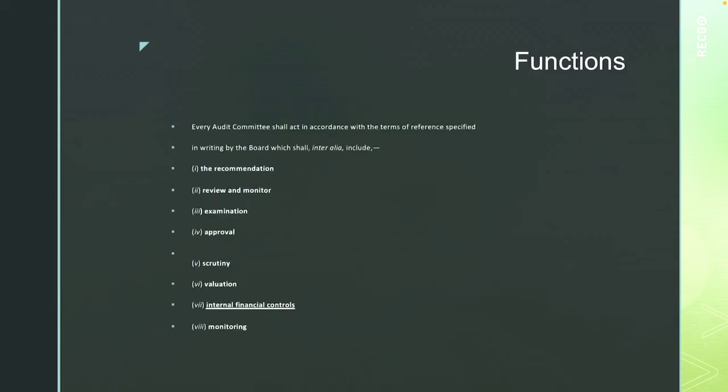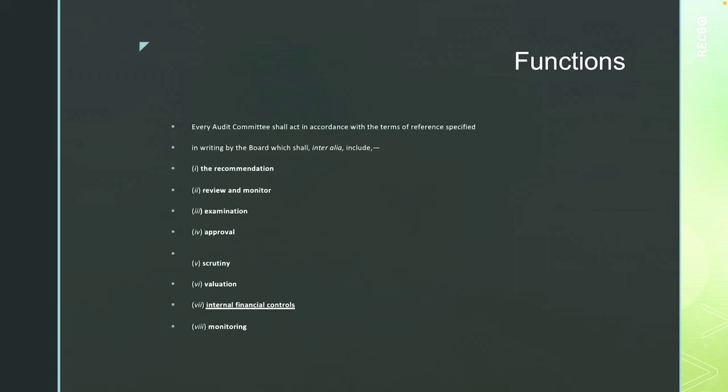Next comes the functions of the committee. What are the main functions of the committee? Under section 177 subsection 4, the Act provides that every audit committee shall act in accordance with the terms of reference specified in writing by the board. The terms of reference as prescribed by the board should include, first, the recommendation. Okay, the recommendation for what? For appointment, for remuneration and terms of appointment of auditors of the company.